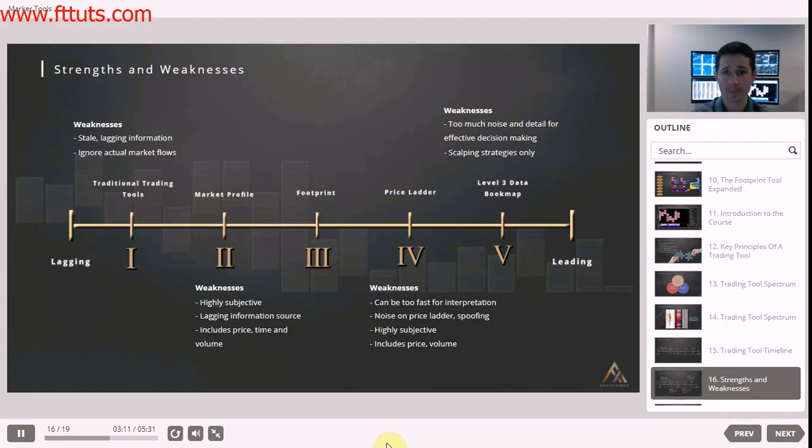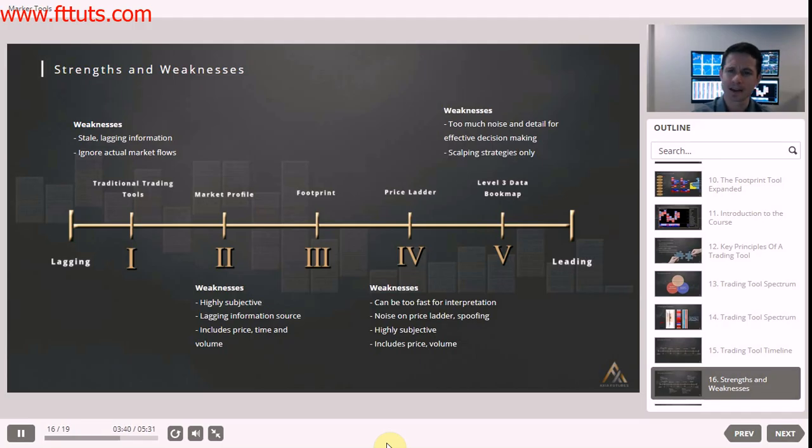Now, don't get me wrong, you can develop some extremely good trading strategies just utilizing the price ladder, but again, that'll be limited to things like velocity trade strategies, or very specific, unique scalping trade strategies, as opposed to making bigger decisions. Obviously, there is a lot of noise that comes with the price ladder and a lot of spoofing that occurs between all the computer programs.